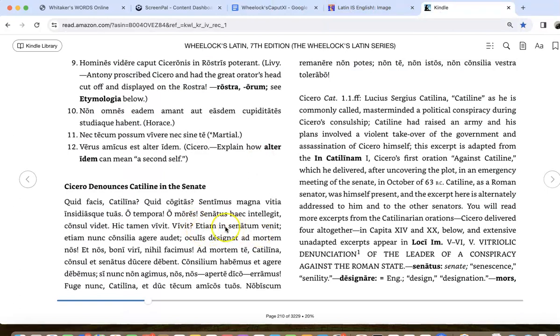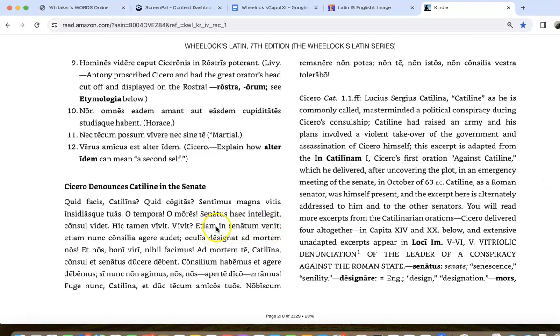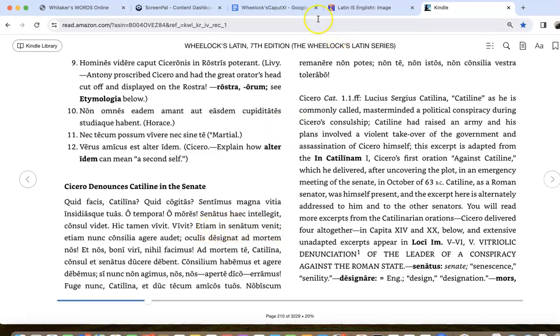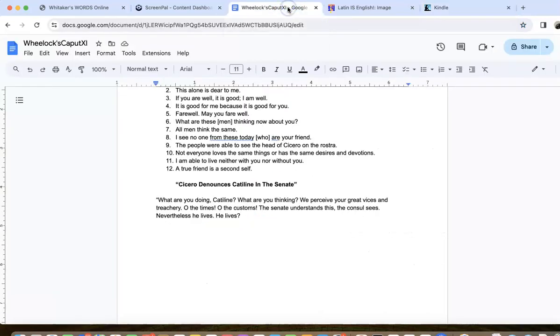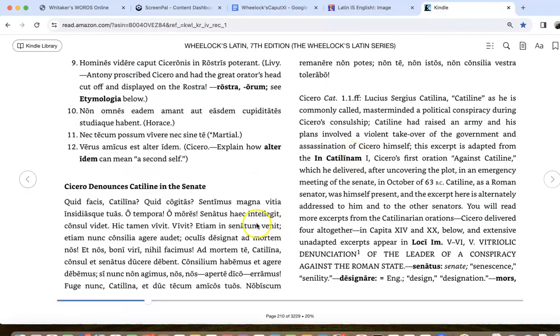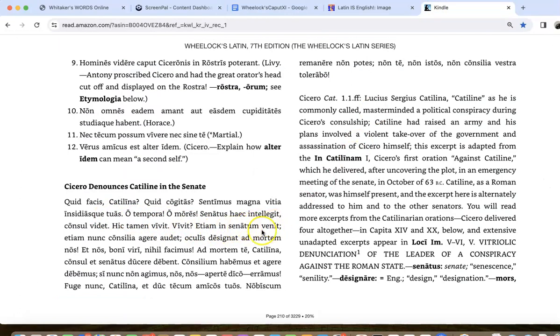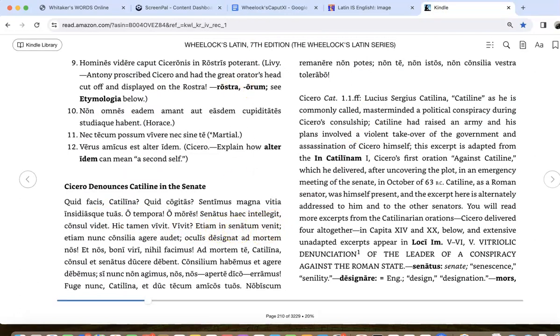He lives. He even comes into the Senate. In other words, how dare he? He even comes into the Senate. So how dare he show his face? He ought to be ashamed to be a Roman, and especially a senator, given his treachery and his crimes and conspiracy against the Republic.